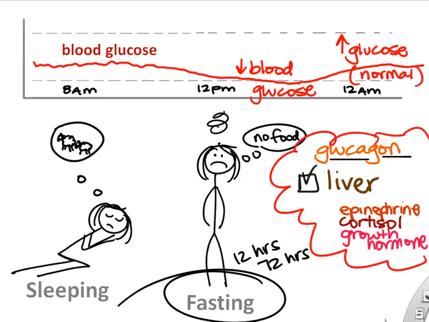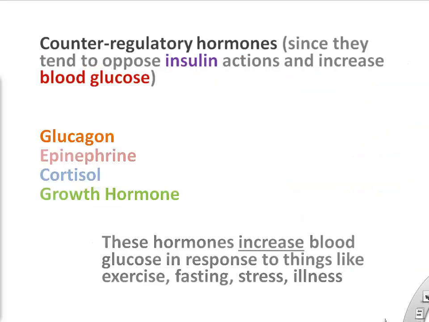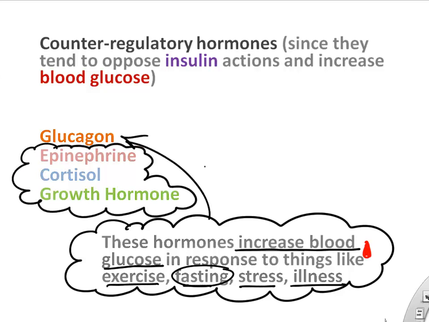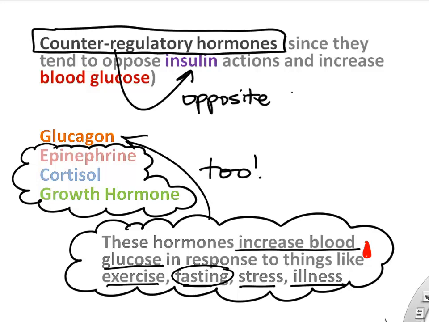So I just wanted to mention these helper hormones that all help increase blood glucose. In addition to glucagon, we have epinephrine, cortisol, and growth hormone. They're called counter-regulatory hormones because they oppose or have the opposite actions of insulin. So they're important to keep you from becoming hypoglycemic.